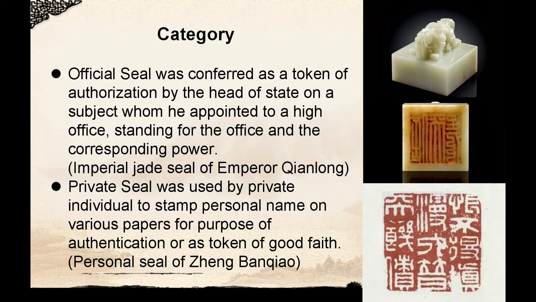Official seal was conferred as a token of authorization by the head of state on a subject whom he appointed to a high office. It was used by official department, standing for the office and the corresponding power. Here is the imperial jade seal of Emperor Qianlong of the Qing dynasty. Private seal was used by private individual to stamp personal name on various papers for purpose of authentication or as token of good faith.